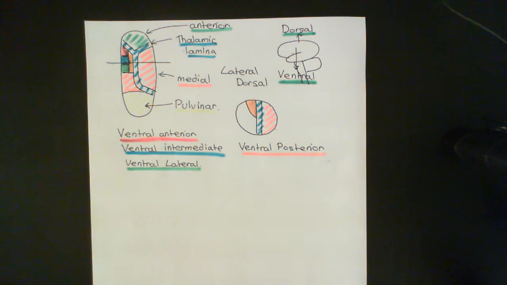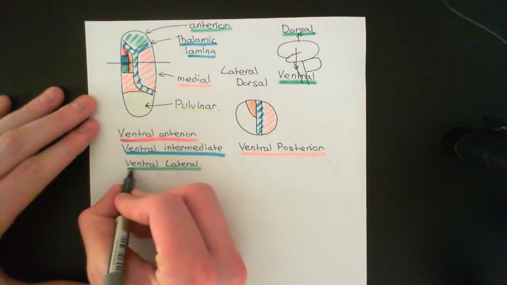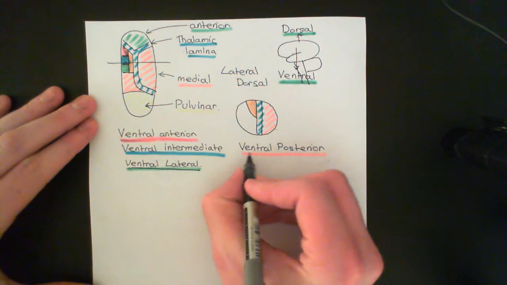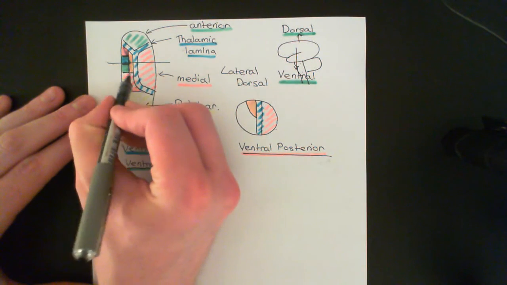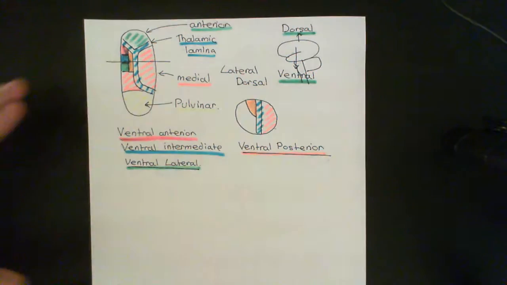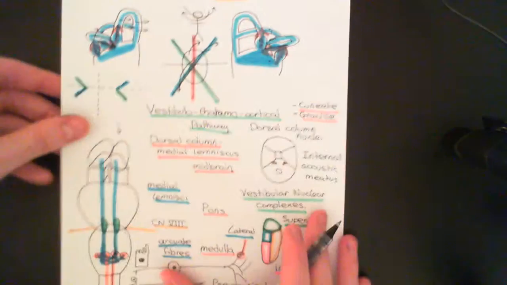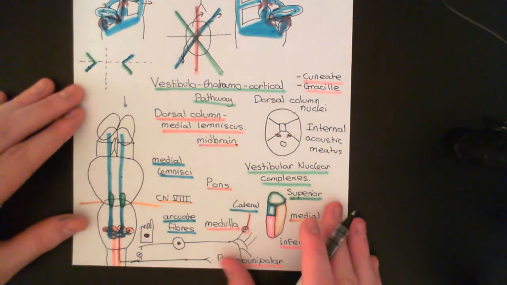So the two thalamic nuclei that we actually need as part of the dorsal column medial lemniscal pathway, and indeed as our vestibulo-thalamo-cortical pathway, are the ventral lateral thalamic nucleus and the ventral posterior thalamic nucleus. So this sort of region of the thalamus, basically. Okay, right, so now that we know where those nuclei are, let's go back to this picture here.